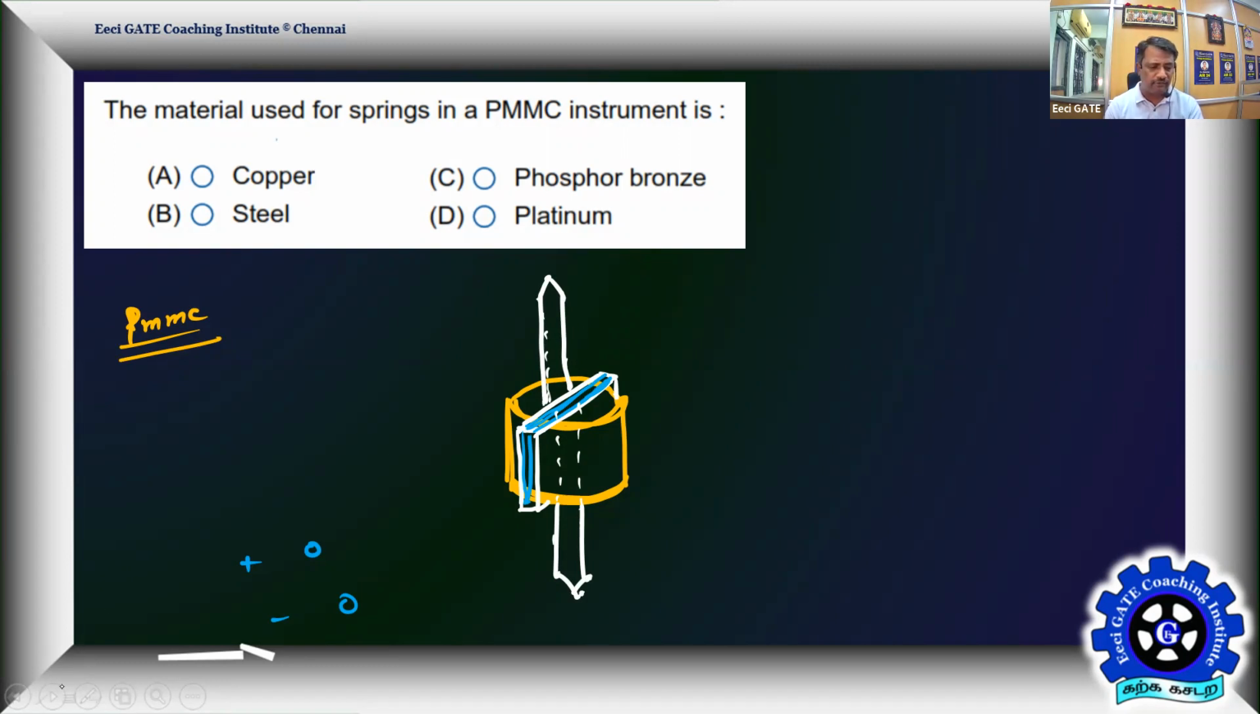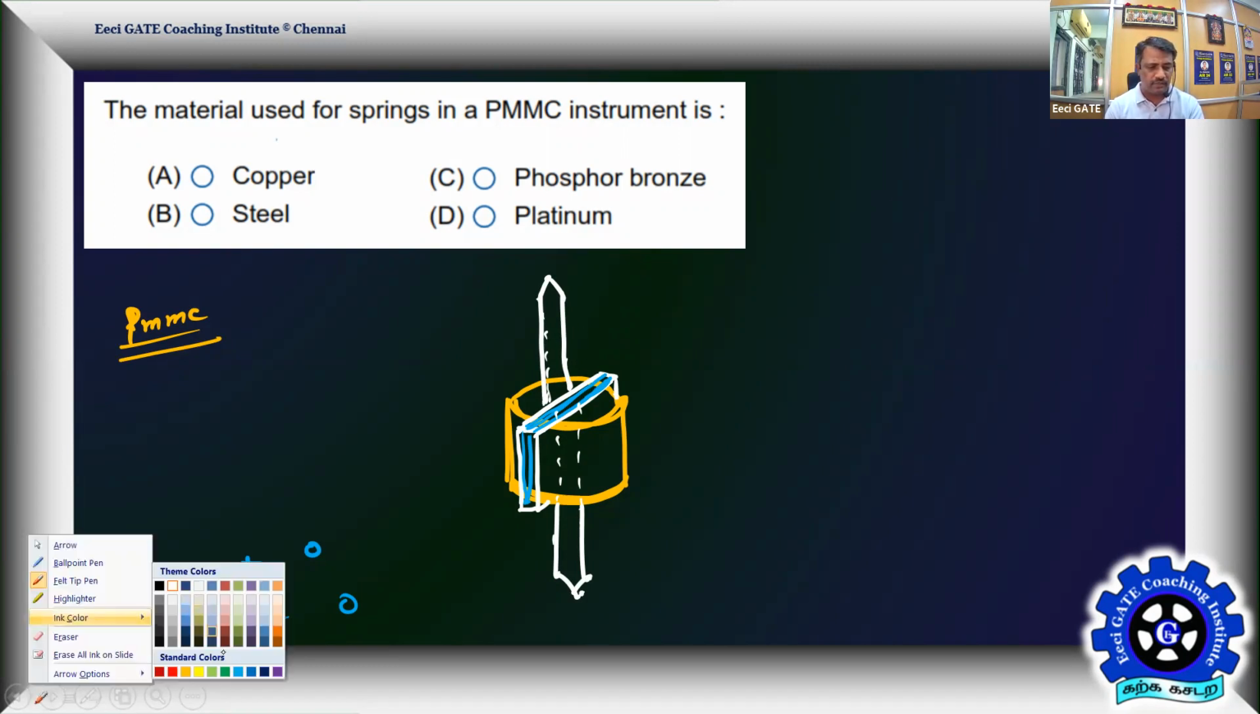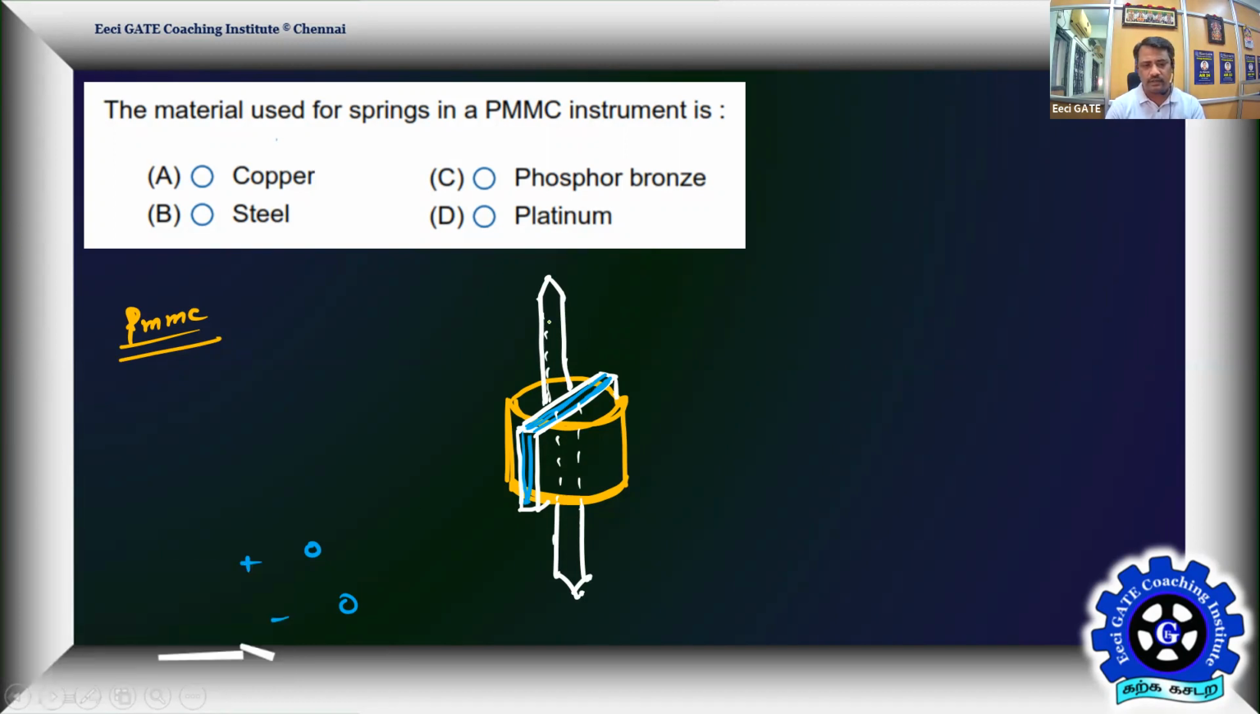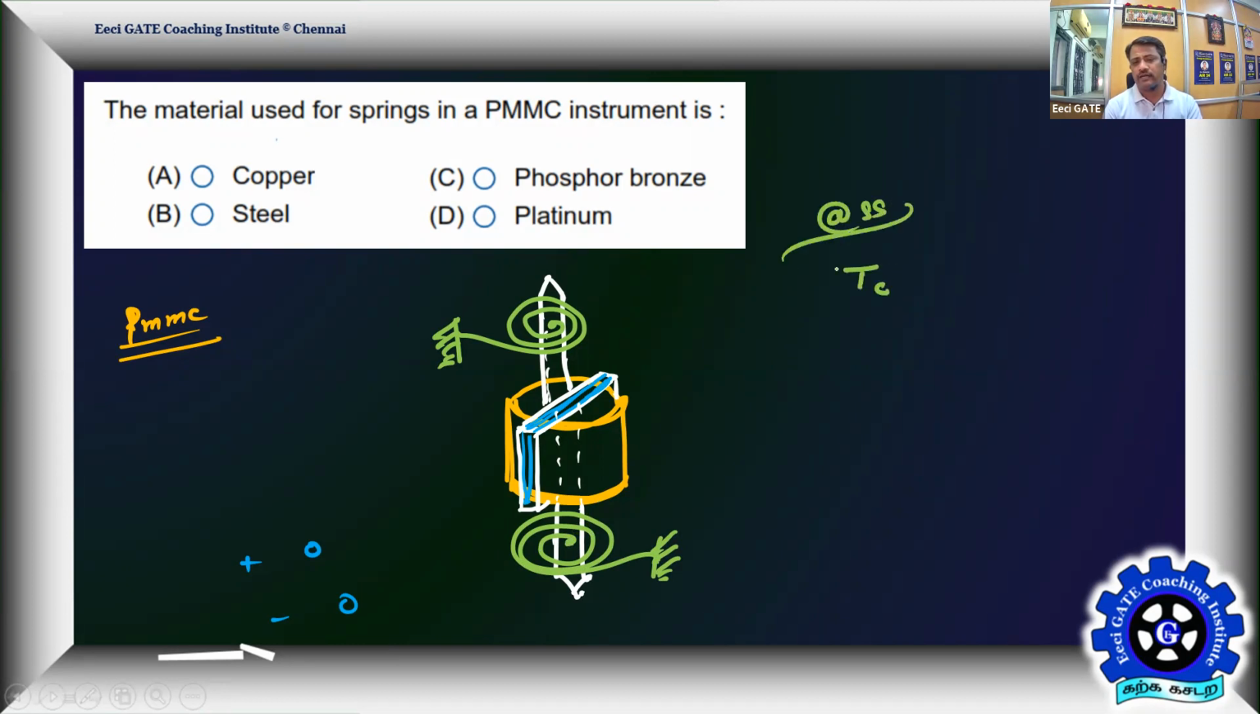Then we are going to offer control springs to offer a controlling torque. It is attached to the spindle and the other end is rigid. Similarly here, we have the spring, rigidly fixed. By the time the spindle rotates, it is going to offer a controlling torque. At steady state, the controlling torque T_C will balance T_D. That's where the steady state pointer deflection is going to happen for the input current.